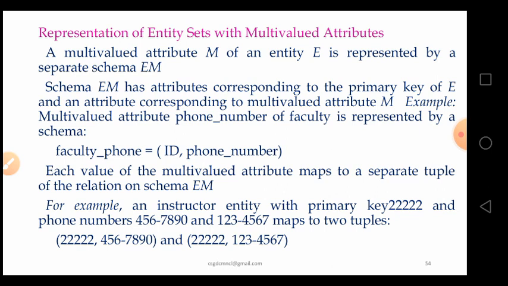Schema EM has attributes corresponding to the primary key of E and an attribute corresponding to the multi-valued attribute M.